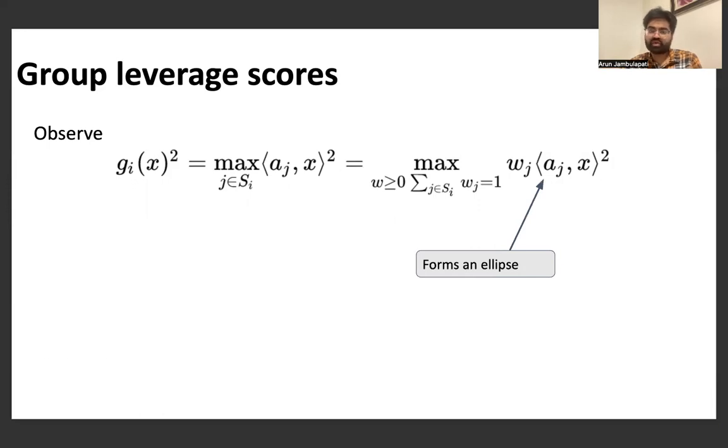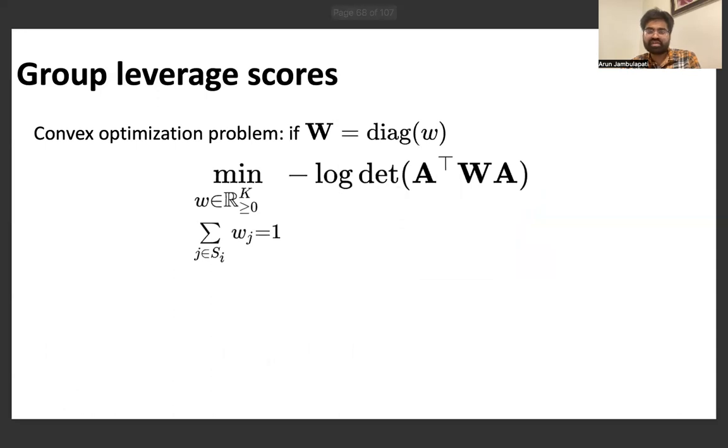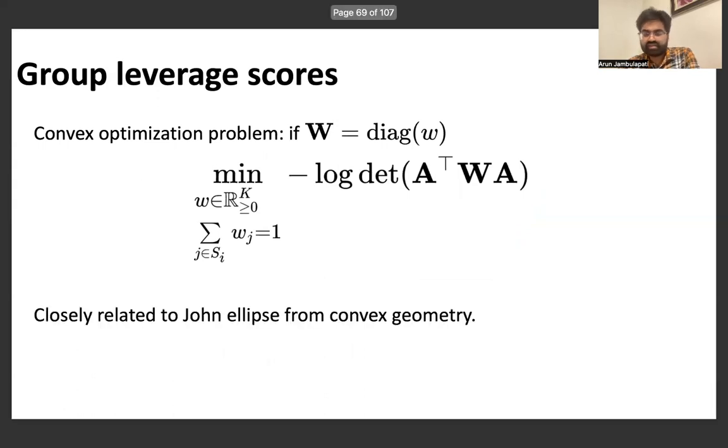So the goal of a group leverage score, intuitively, is to choose these weights W to make the biggest ellipse possible. For this, we can write this sort of ellipse size maximization problem as a convex optimization problem. If W is the diagonal matrix corresponding to the weights, we can write this log det maximization problem, and this corresponds to making W form the largest ellipse possible. This problem is very closely related to the John ellipse from convex geometry.